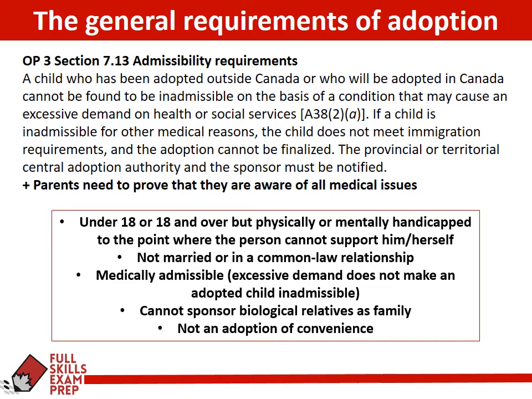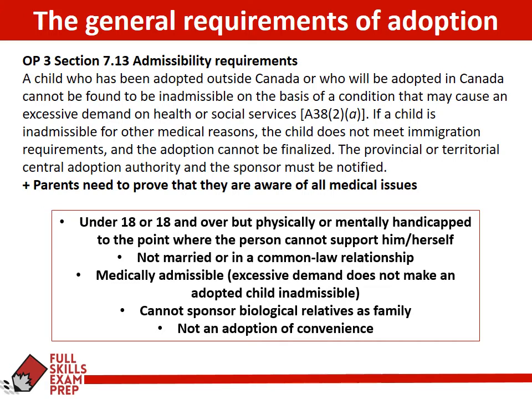But let's say the child has a different disease, maybe diabetes or something like that, where it might cost the taxpayer $7,000, $8,000 per year. In normal cases, that would maybe make the person inadmissible because of excessive demand. However, with an adopted child, excessive demand does not make an adopted child inadmissible.